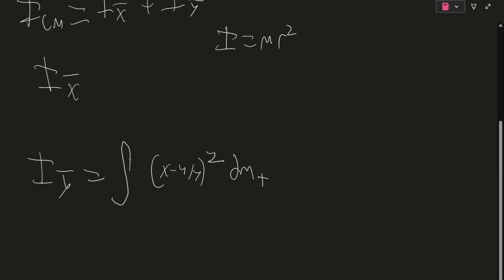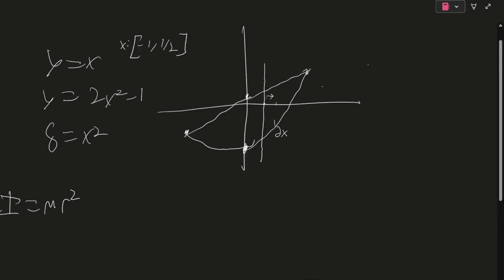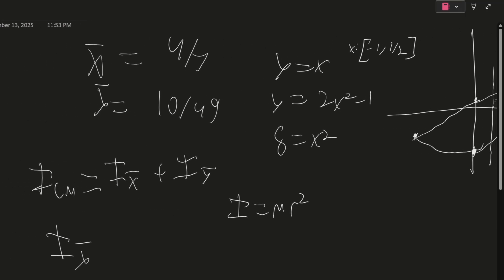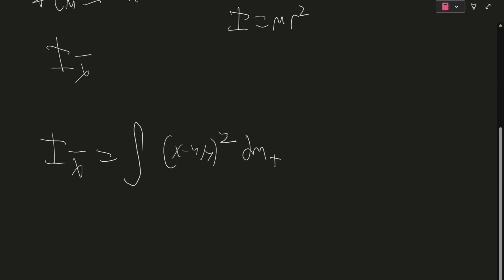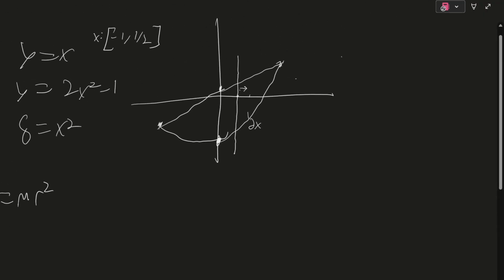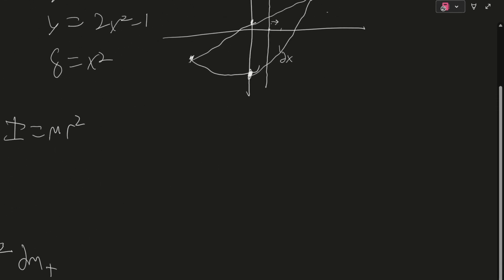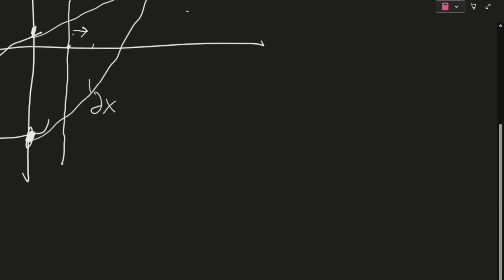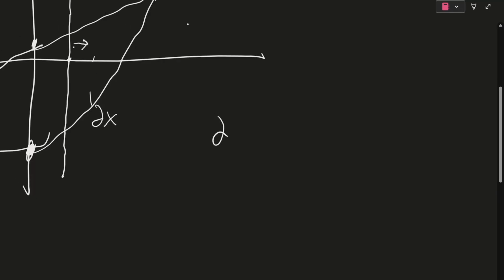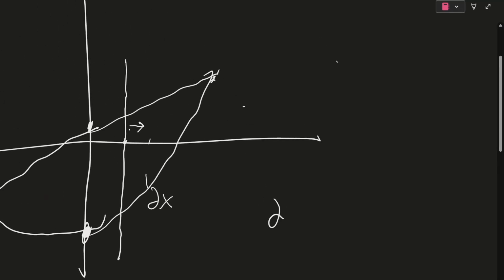And I'm sorry, I accidentally wrote this over the wrong thing. I believe I said the right thing, but just in case, x bar is going to be the 4/7 value, and it is going to be an x value, like I drew up there. But now, we need to figure out what our dm strip is. And I'm going to erase our little dx right there for the time being.